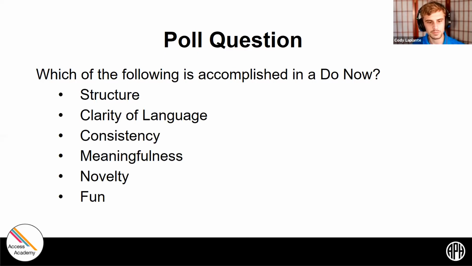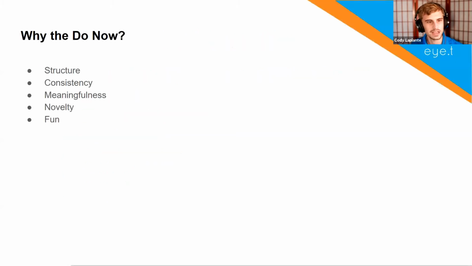But the biggest ones that we got are structure, clarity of language, and meaningfulness that people say. We also get consistency, we get novelty, we get fun. But that's just to get you thinking about, remember, we're always going to that first slide. We want to accomplish those 6 things: structure, clarity of language, consistency, meaningfulness, novelty, fun. Do now is one of our tools that we can use to get there. We'll talk a little bit about that as we keep going. All right, so let's move on to that next slide.